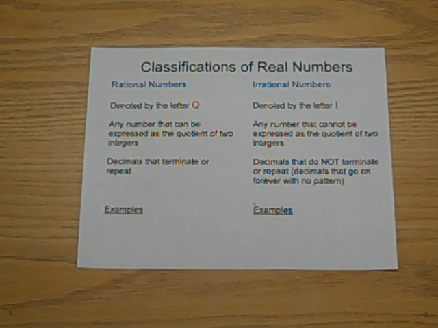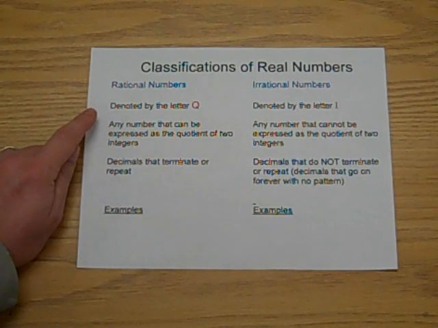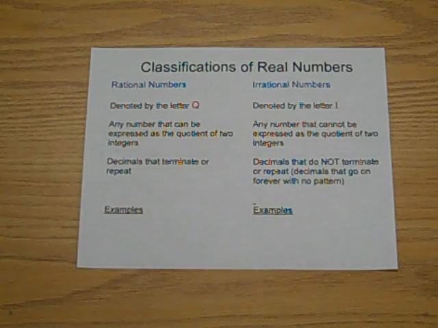Okay, so once a number is real, it can be broken down into one of two sets. The first is rational. That's denoted by the letter Q. And the second is irrational, denoted by the letter I. Now, the reason that the rational numbers are denoted by the letter Q is R stands for real, so you couldn't use R again. So another letter was chosen, and it was Q. The technical definitions of the two: rational numbers are numbers that can be expressed as the quotient of two integers, and irrational numbers are numbers that can't be expressed as the quotient of two integers.